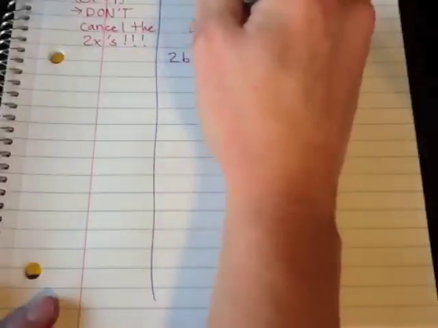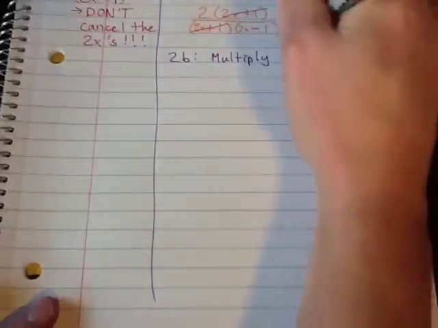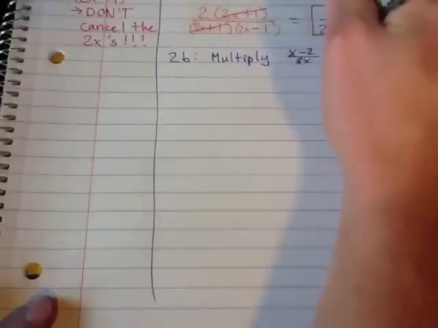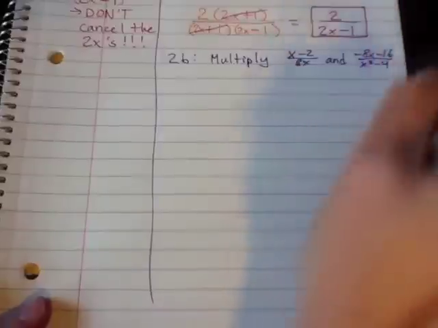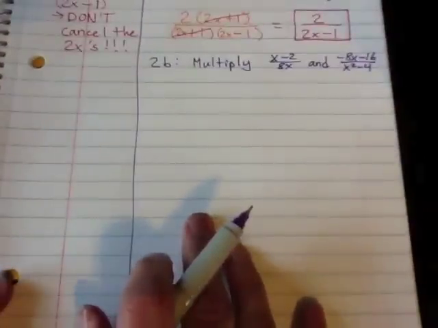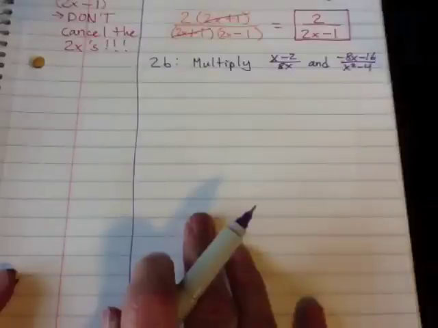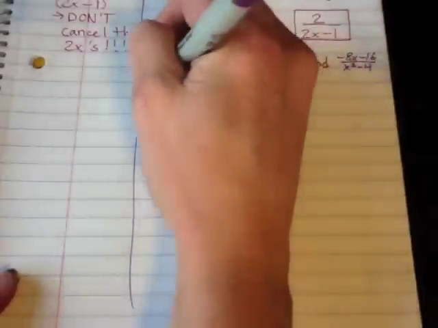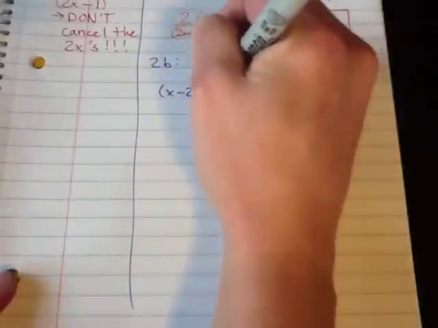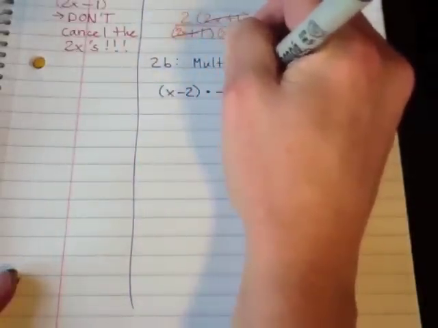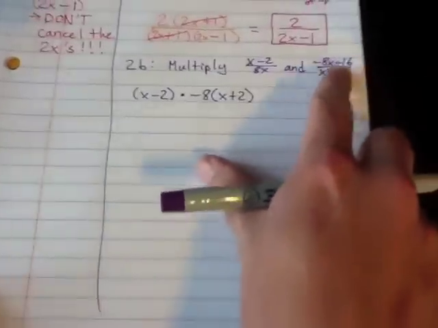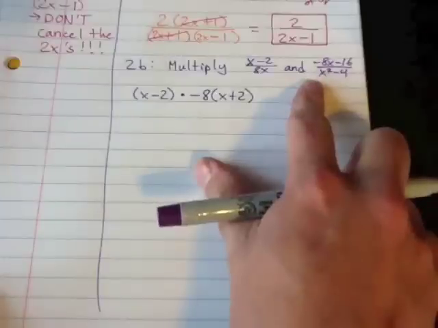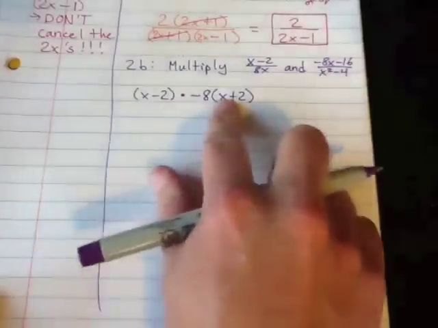Let's try another one of those. So this will be example 2b. Multiply x minus 2 over 8x and a negative 8x minus 16 over x squared minus 4. So I end up with x minus 2 times negative 8 times x plus 2. What I did here is I pulled out a common factor of negative 8. The reason I pulled out a negative is because both terms were negative. So that's going to be my numerator.